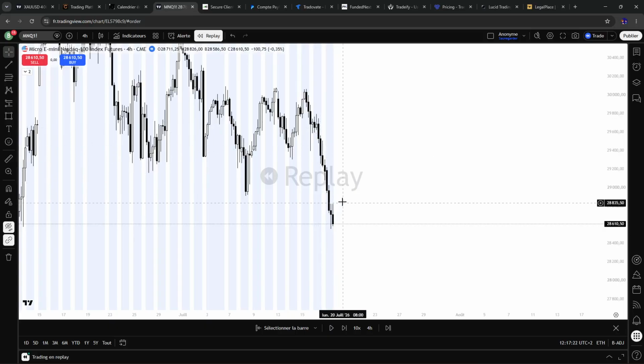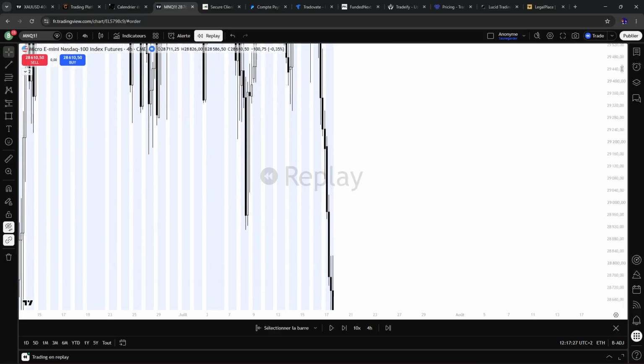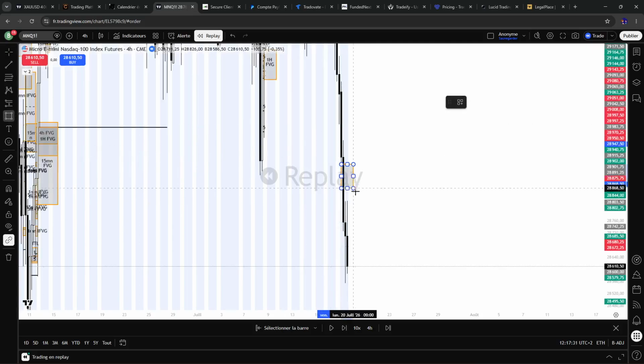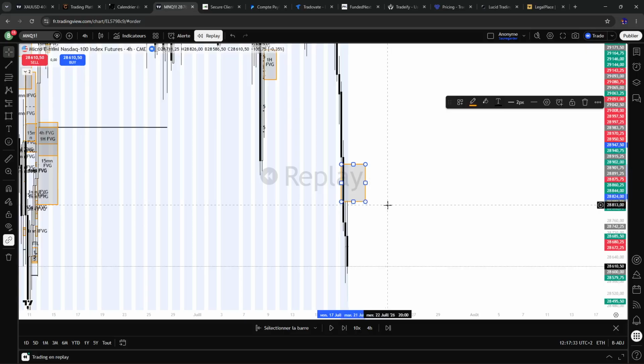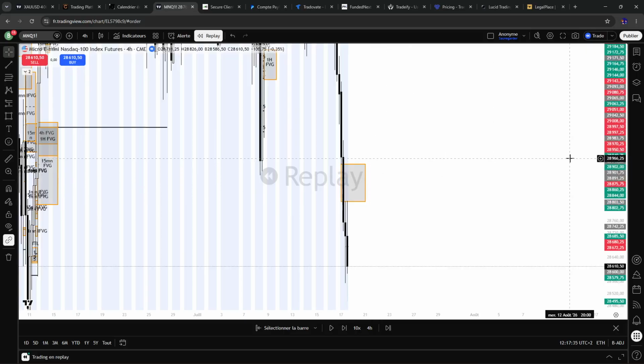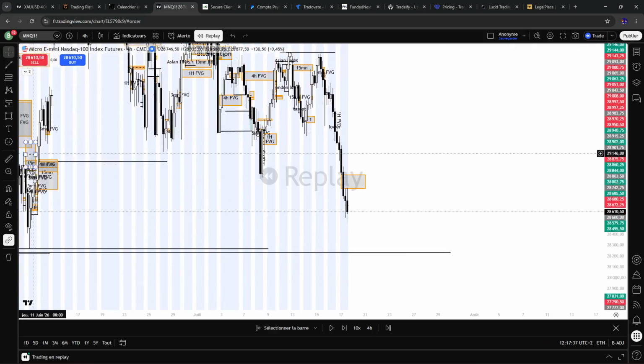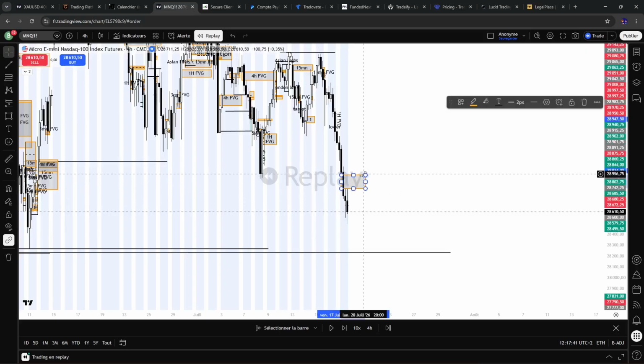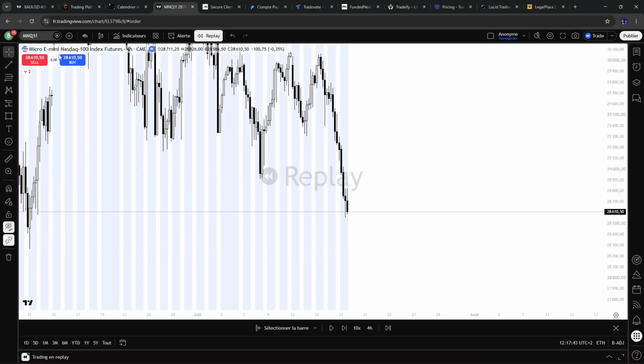So you try to search for some gap, and you can see that this gap here, you can see a 4 hour gap that we respected. We came into it and rejected perfectly from it. So here we respect the bearish gap, and we are very bearish in the trend.